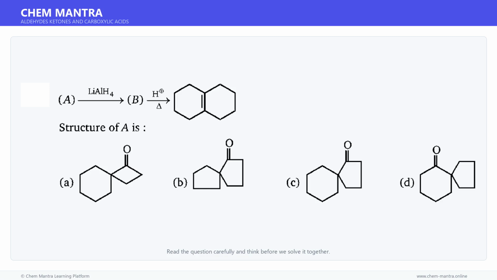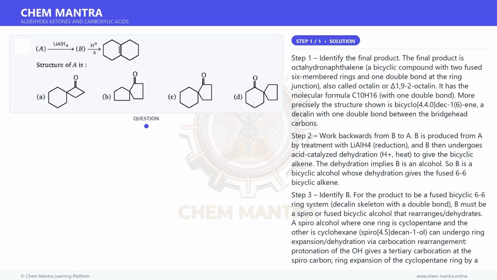Here is a question. Read it carefully and think about the answer. Let us solve it step by step. Let us begin solving this step by step. Step 1. Identify the final product.